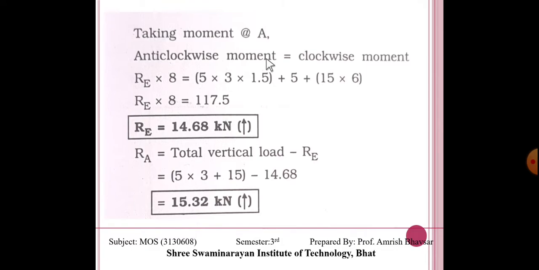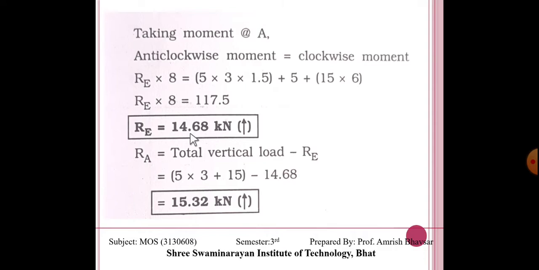Here, taking moment at A, anti-clockwise moment is equal to clockwise moment. Anti-clockwise moment is acting at A due to reaction at E. So, RE into 8 is equal to the clockwise moment: 5 into 3, the UDL as a point load, multiplied with 1.5, the center of the 3 meter, plus the moment, which is directly taken because it is a moment only, and 15 into 6. So, we will get RE into 8 is equal to 117.5. So RE is equal to 14.68 kilonewton, upward.